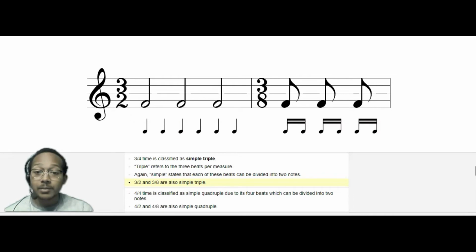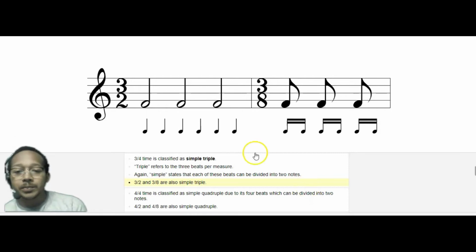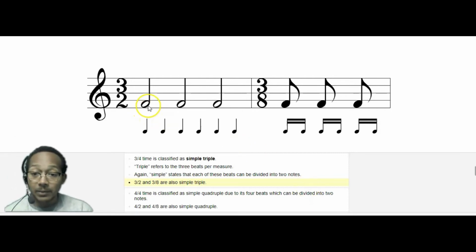Here are 2 more examples of a simple triple meter. We take the half note and can divide it into 2 quarter notes, and again the 8th note can be divided into 2 16th notes.